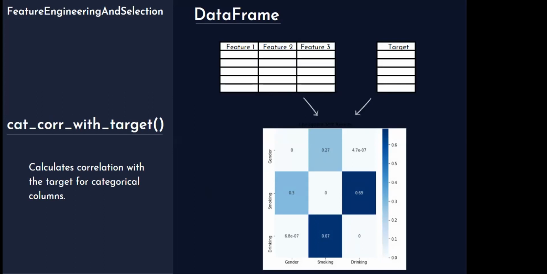Yeah, categorical correlation with target. It calculates the correlation with target for categorical columns, as I said before. Here we have given a threshold value of 0.20. When the value is above 0.20, it feeds the data into the next process. This is how we have programmed categorical correlation with target for categories. Next slide.